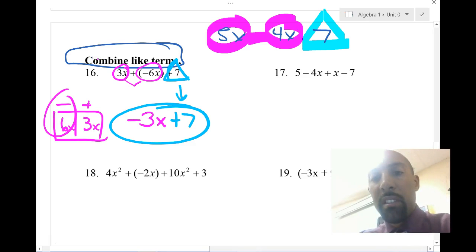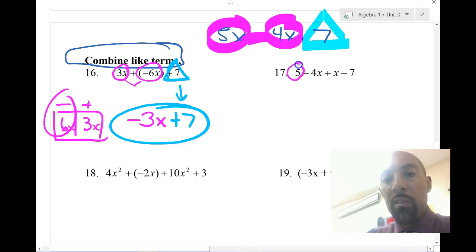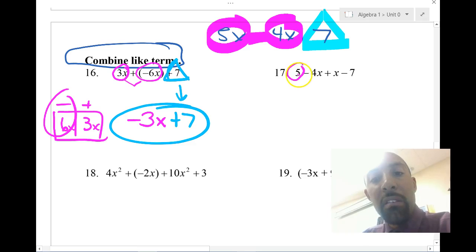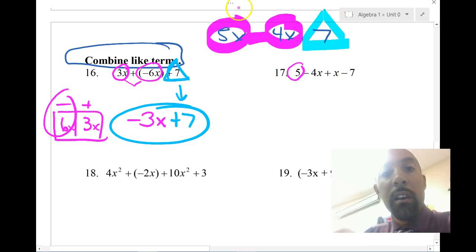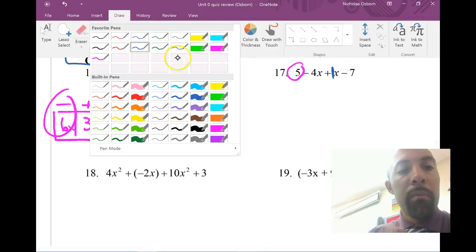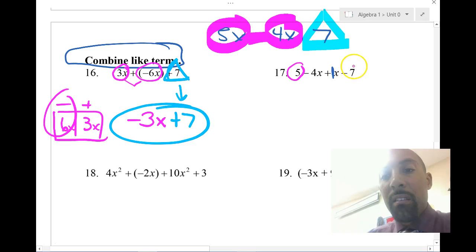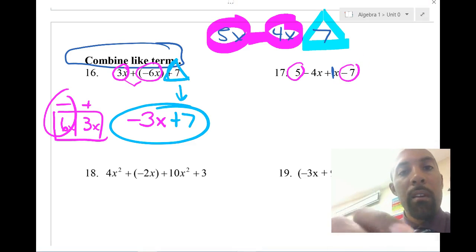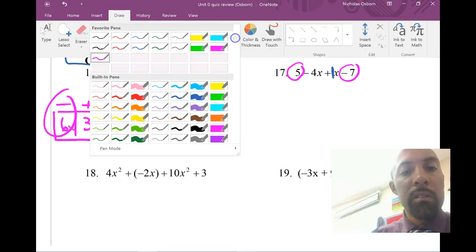Okay, now number 17. I first start with a circle on the first number. This number has no x. 4 has an x. And remember that this number is a 1. So we can put a 1 there just to remind us that's not just a 0 or something like that. And then the minus 7 has no x. So those are the same. So now we'll go to the other numbers.